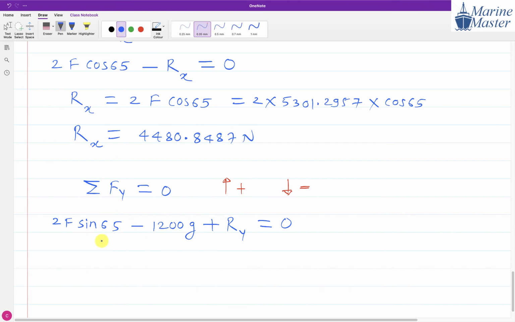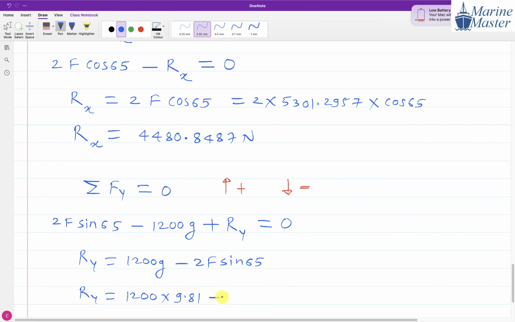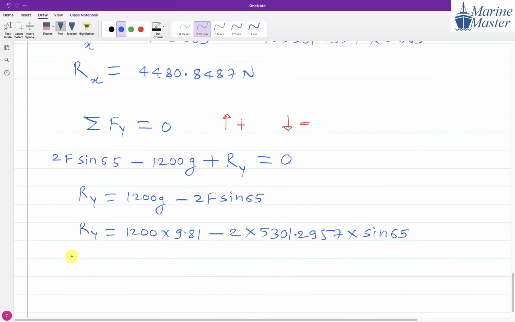So here we will get Ry equal to 1200G minus 2F sin 65. So Ry will become 1200 multiplied by 9.81 minus 2 into how much F do we have, sir? 5301.2957 into sine of 65. Yes, sir. So please put all the values and try to get the value of Ry.